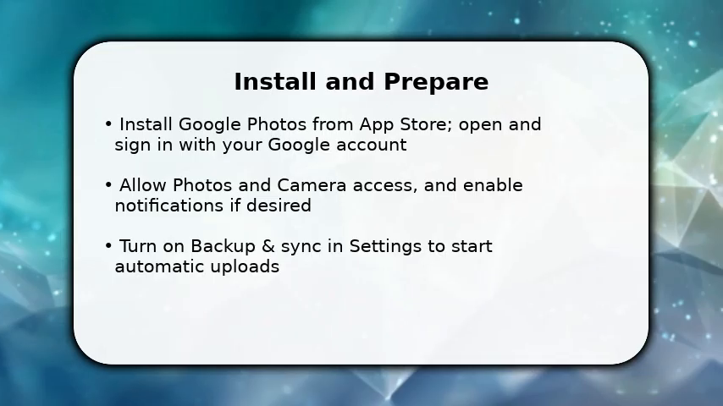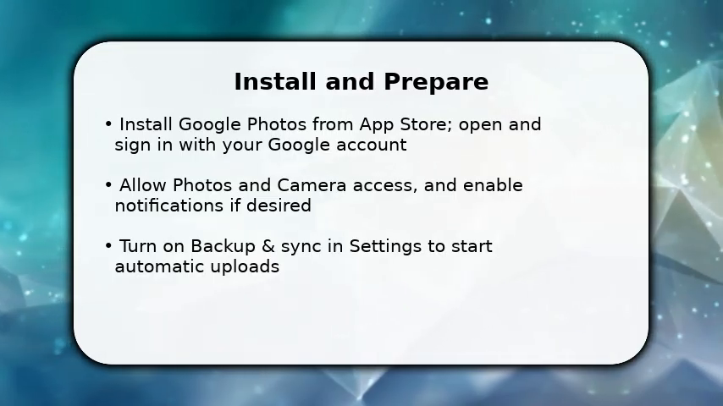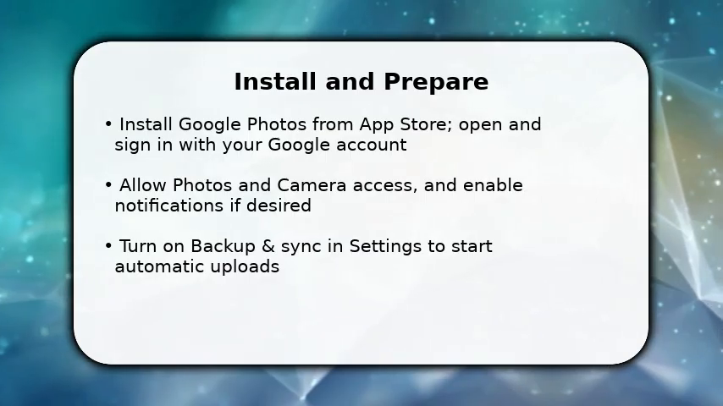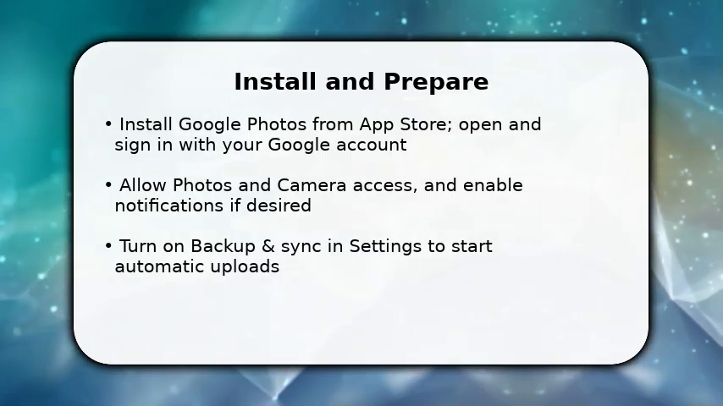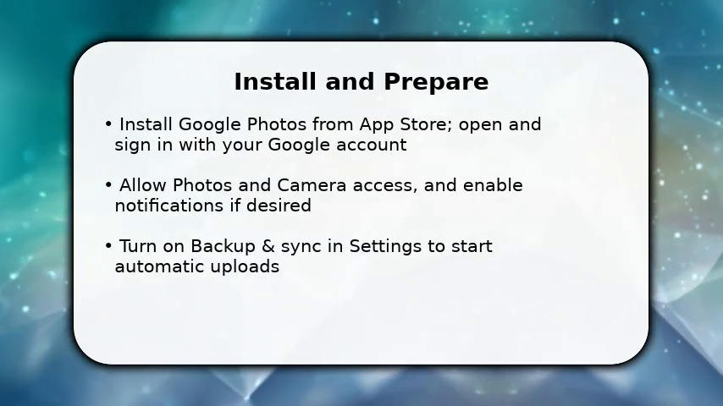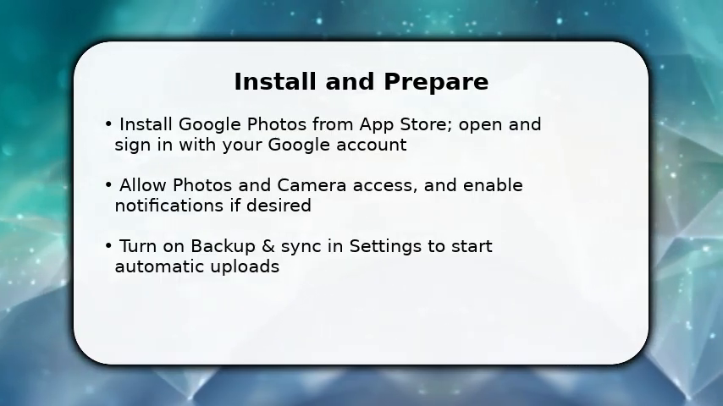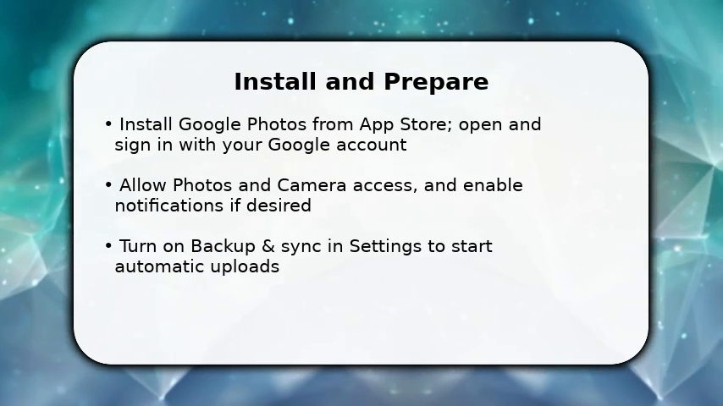Once done, open Settings inside Google Photos and enable Backup and Sync. This triggers automatic uploads. Make sure you choose whether to backup over cellular or Wi-Fi only. This controls data use. You're now actively uploading, and the app will show a progress indicator for initial backup.